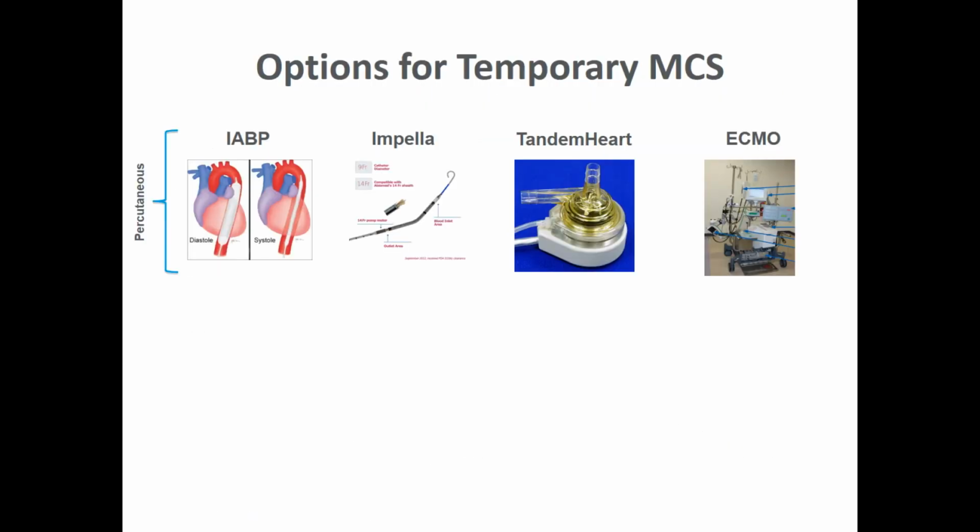The options for temporary mechanical support really include two broad strategies. One is use of percutaneous devices that can be implanted either at the bedside or in the cath lab. These include the intra-aortic balloon pump, use of retrograde transaortic ventricular assist devices such as the Impella or in Europe, the percutaneous heart pump, use of left atrial to femoral artery bypass devices such as the TandemHeart system, or use of extracorporeal membrane oxygenation with peripheral cannulation.